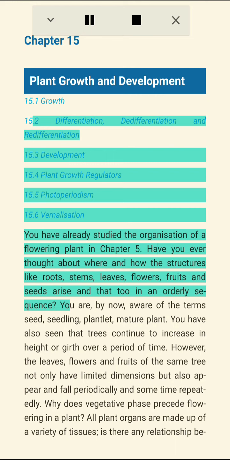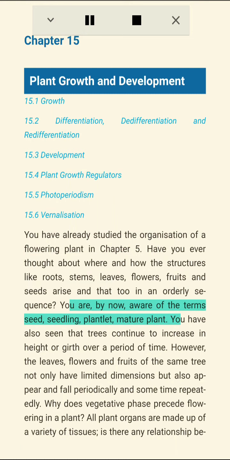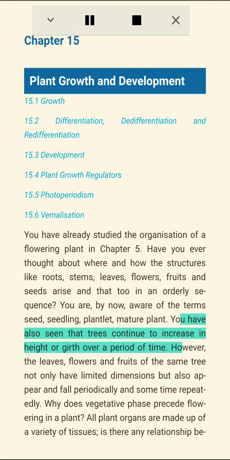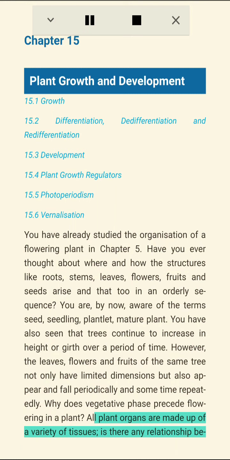You have already studied the organization of a flowering plant in Chapter 5. Have you ever thought about where and how the structures like roots, stems, leaves, flowers, fruits and seeds arise, and that too in an orderly sequence? You are, by now, aware of the terms seed, seedling, plantlet, mature plant. You have also seen that trees continue to increase in height or girth over a period of time. However, the leaves, flowers and fruits of the same tree not only have limited dimensions but also appear and fall periodically and sometimes repeatedly. Why does the vegetative phase precede flowering in a plant?